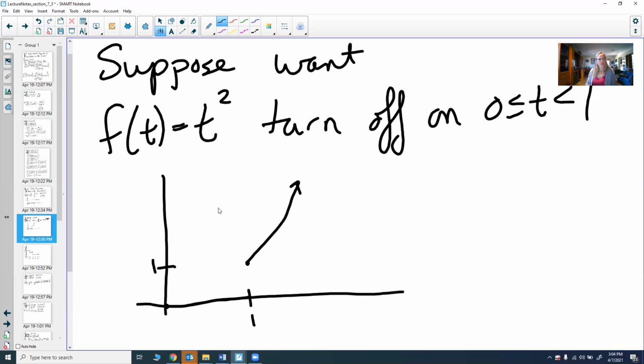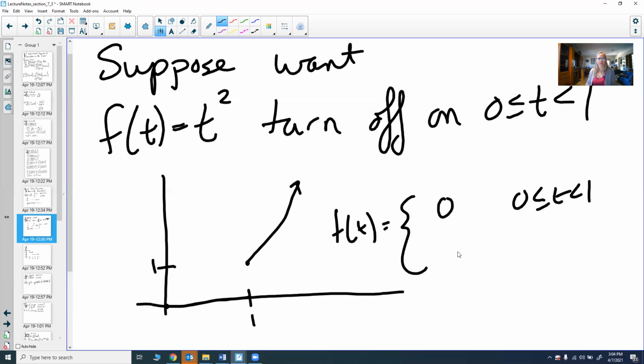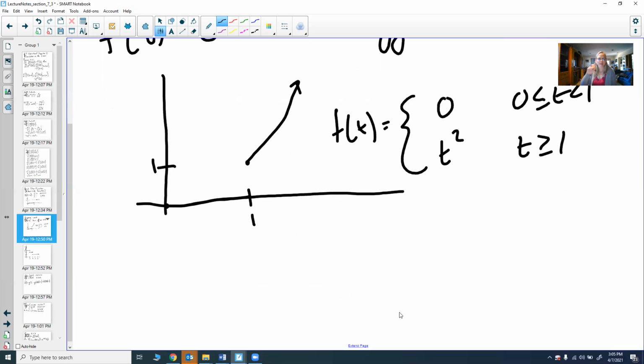And what we want to do is write this instead of as a piecewise function. This piecewise function would be 0 between 0 and 1, and t squared when t is bigger than or equal to 1. So this is what this function would look like as a piecewise function. But I want to write it as a single function using the Heaviside function. The way we do that is we think about what the Heaviside function does, and then what this is, and realize that it's just a multiple.